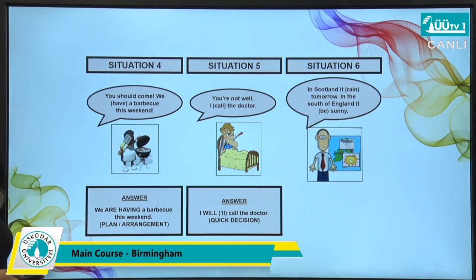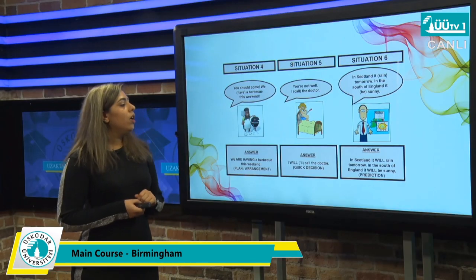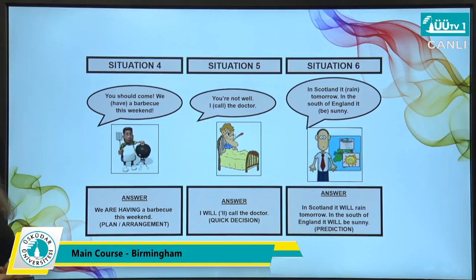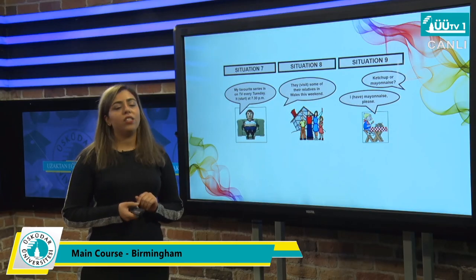In situation 6, as you can see, "In Scotland, it rain tomorrow. In the south of Scotland, it be sunny." So, what is it? Here, this is something you're predicting. It's a prediction. So, for predictions, I told you we always use will. So, the sentence should be like this. In Scotland, it will rain tomorrow. In the south of England, it will be sunny. Will for predictions.